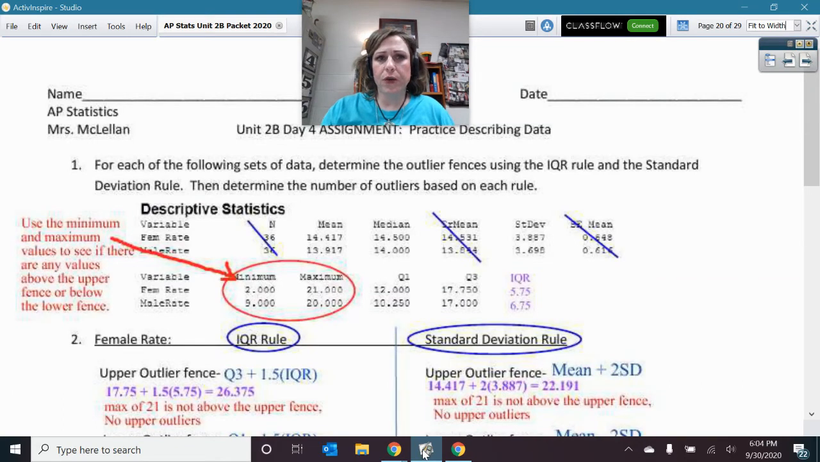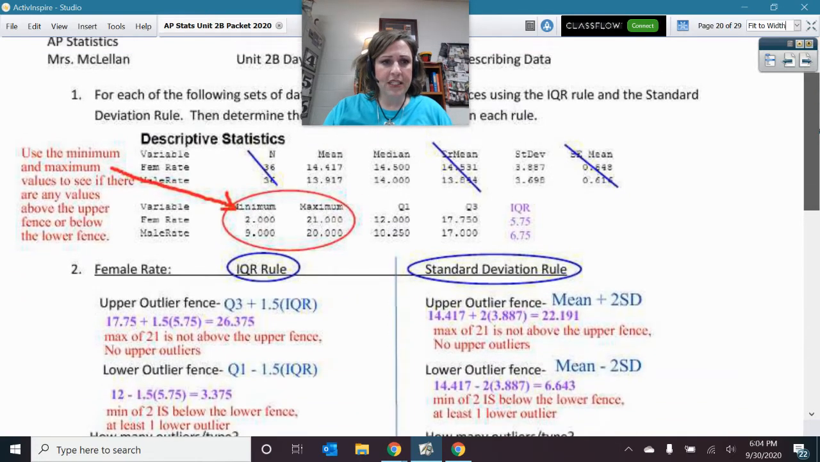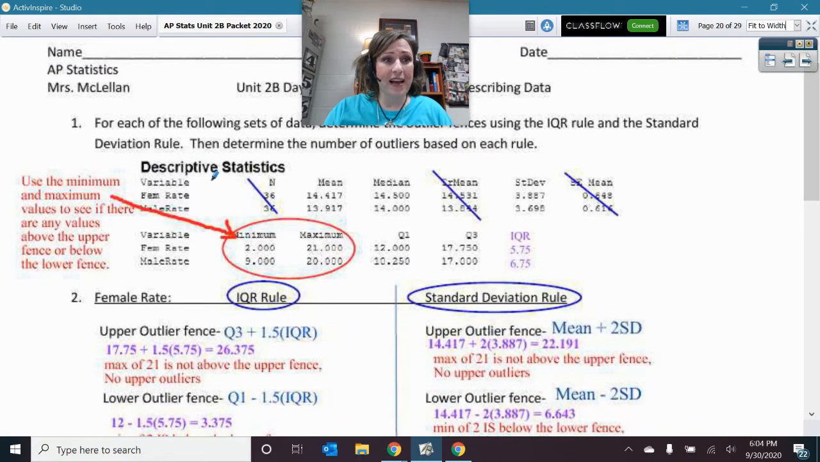All right, let's go over your Unit 2B Day 4 assignment, the practice describing your data. This first page had to do with the outliers, and you wanted to make sure that you followed the outlier rules. Then here you had your computer printout, and there were some things you could ignore, like the number of pieces of data, the trimmed mean, and the standard error of the mean.